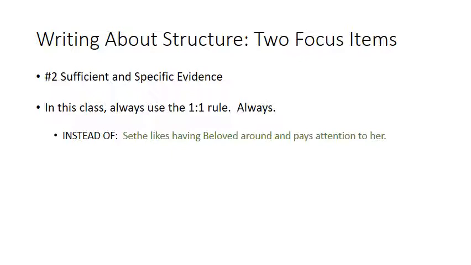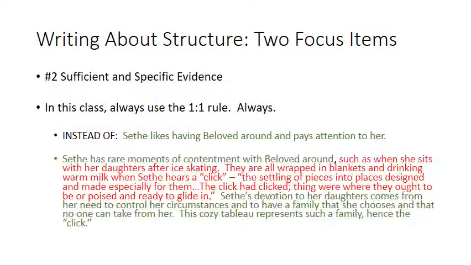So this sentence, "Sethe likes having Beloved around and pays attention to her," is all analysis. There's no specific evidence, so it's all in the color green. If we change that to "Sethe had rare moments of contentment with Beloved around," that's analysis, such as when she sits with her daughters after ice skating. They are all wrapped in blankets and drinking warm milk when Sethe hears a click, the settling of pieces into place designed and made especially for them. "The click had clicked, things were where they ought to be or poised and ready to glide in."